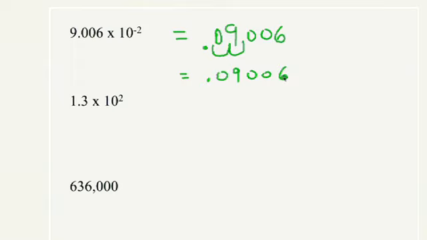And just to make sure it's clear, let's do one more example featuring a positive exponent. 1.3 times 10 squared is 1.3. The 2 says move this 2 places to the right. I have to fill that spot with a 0. So that's just 130.